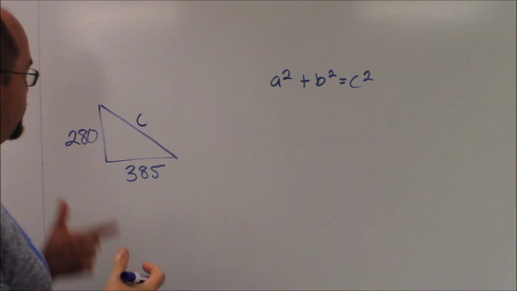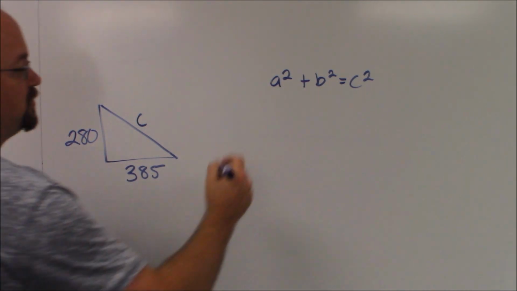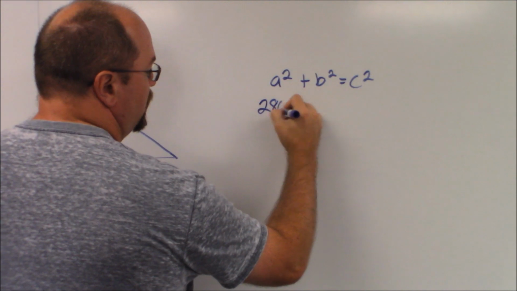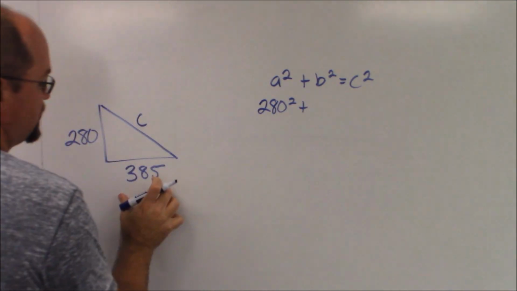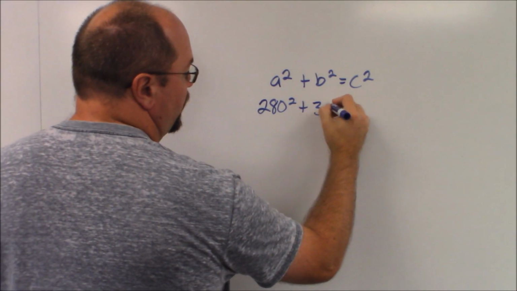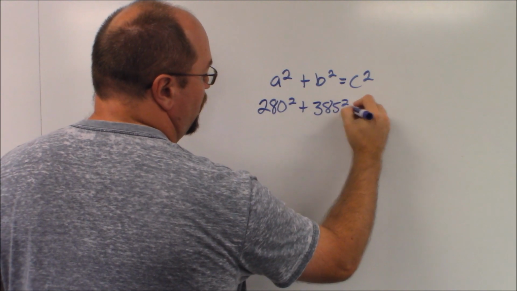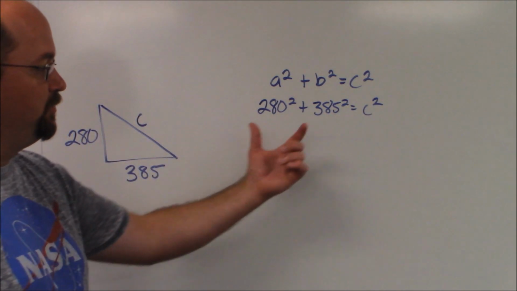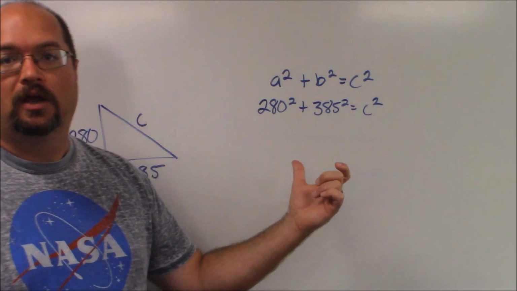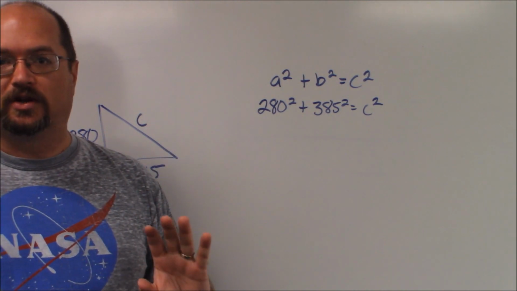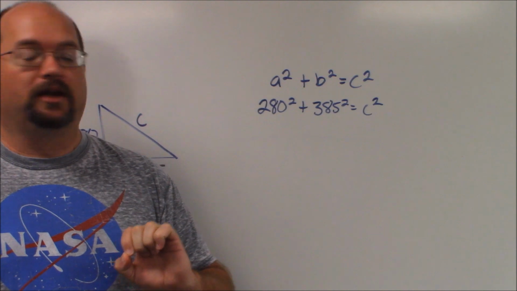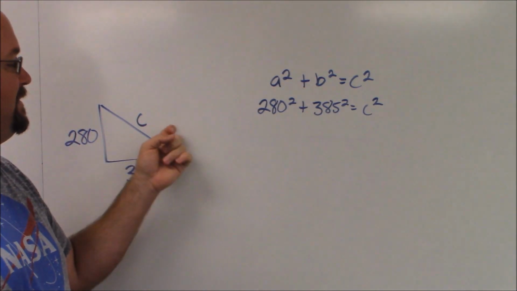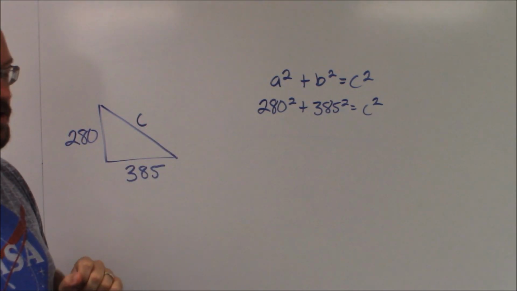Now sometimes, and in our first problem for example, our unknown value is the hypotenuse. So to solve this, it's a simple matter of using 280 for our A squared, so 280 squared plus 385 squared for our B value equals C squared. We'll do those computations and then take the square root. That's pretty simple, pretty cut and dry. The challenge comes later when our unknown is not our hypotenuse, but we'll get to that in just a moment.